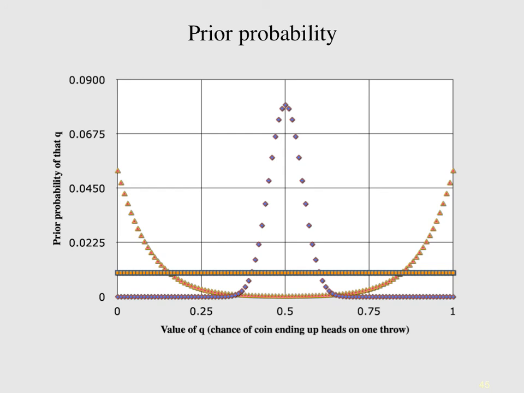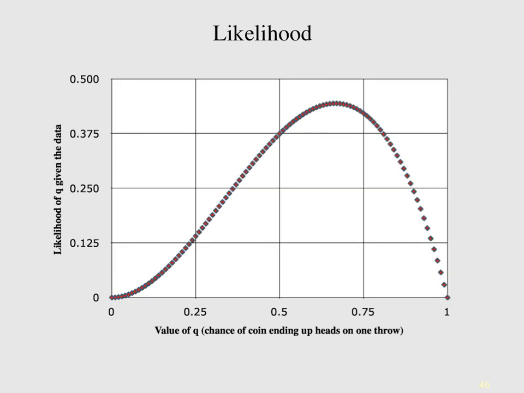In practice, people who are using software often use whatever prior the person who wrote the software program did. For example, if we're inferring a tree and figuring out how long branches are, you can put a prior on that. What people usually do is just say, okay, we'll use whatever is programmed in the computer, even without looking at our data. All right, so here's our likelihood again.